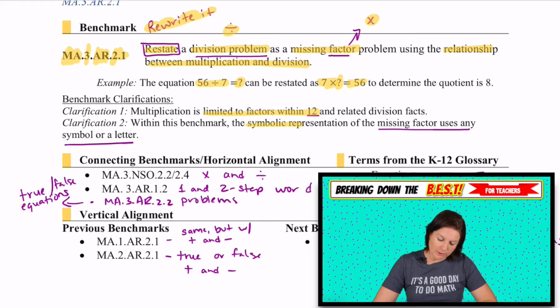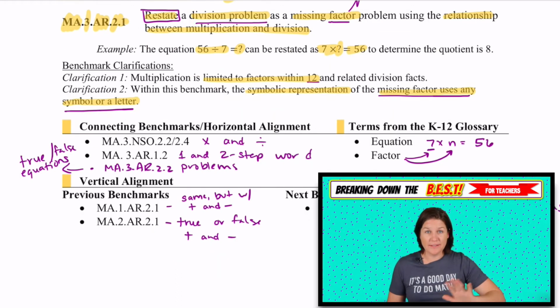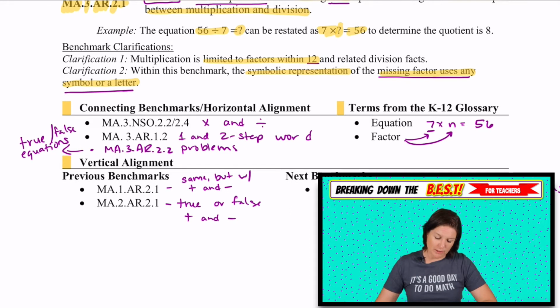Here, the symbolic representation of the missing factor, you can use any symbol or letter. It could be a question mark, it could be a letter, it could be a box, it could be anything to represent that it's missing. Maybe a triangle to show that it's a missing factor problem.